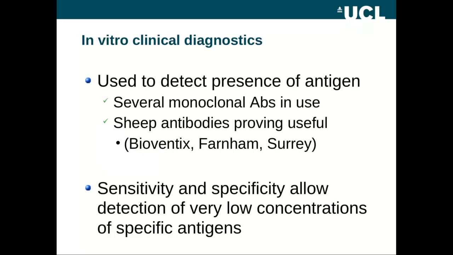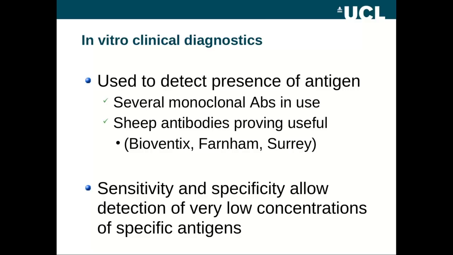And there are many, many monoclonal antibodies in use for doing this, things based around ELISA type assays. Interestingly, sheep antibodies are proving quite useful in this sort of area. So there's actually a company called Bivalent in Farnham in Surrey, which specialises in producing sheep antibodies.